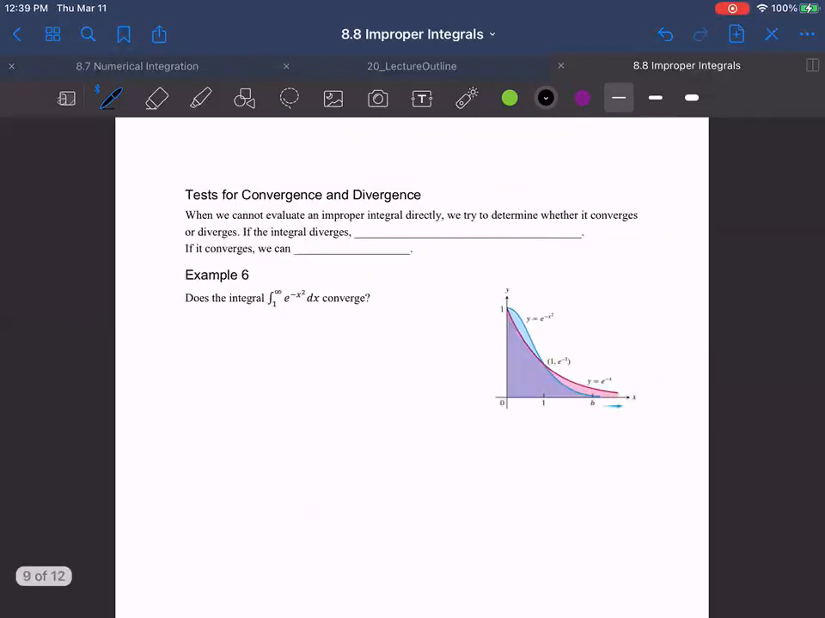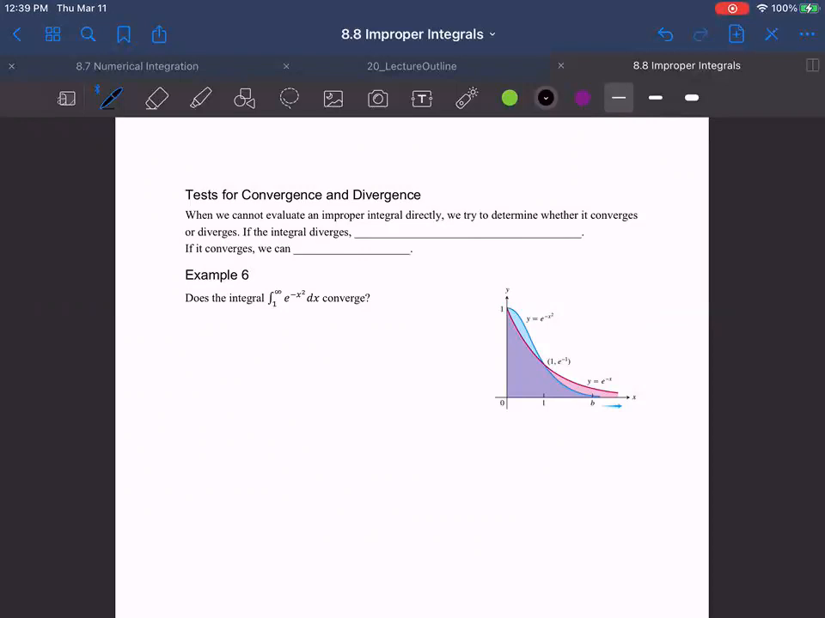Okay? Tests for convergence and divergence. When we cannot evaluate an improper integral directly, we try to determine whether it converges or diverges. If the integral diverges, that's the end of the story. You're done. If it converges, we can evaluate it or approximate it, do like the computational versions or something like that, right? So we basically want to be able to figure this out so we know if it's even worth trying to figure out, right?